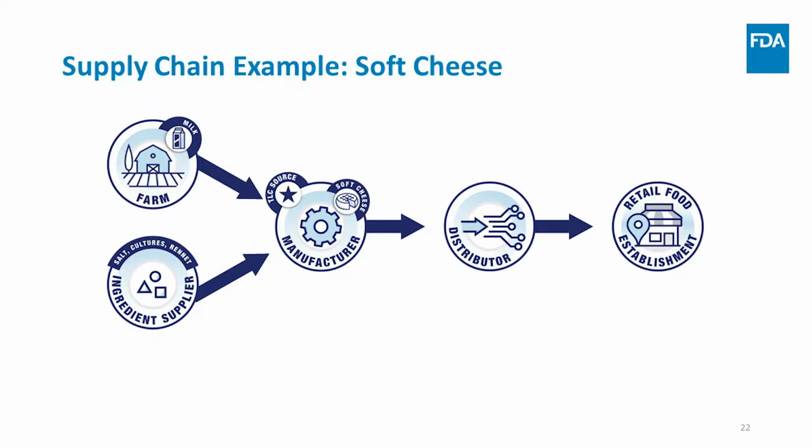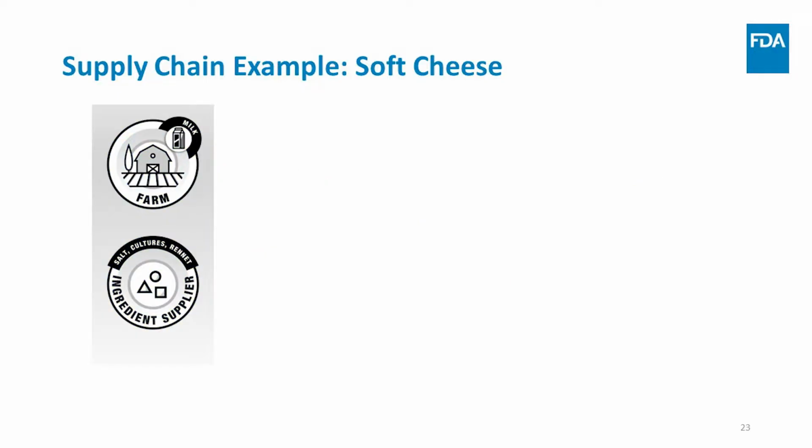Soft cheese is on the Food Traceability List, so all the entities that handle the cheese are covered by the Food Traceability Rule. Next, we will walk through the critical tracking events in this supply chain where key data elements are required. Milk and the other ingredients, salt, cultures, and rennet, are not foods on the Food Traceability List. So the farm that produces the milk and the supplier who provides the other ingredients are not covered by the rule. They do not have to maintain any records under the rule.